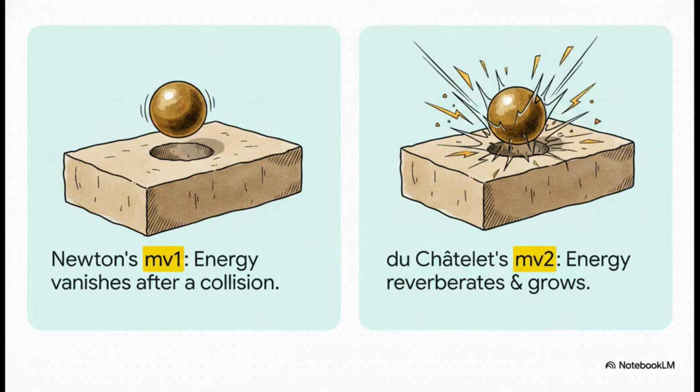But du Châtelet looked at data of brass spheres dropping into clay. If you dropped a sphere twice as fast, it didn't sink twice as deep, it sank 4 times as deep. 3 times as fast, sank 9 times as deep. She proved that energy grows exponentially. It is mass times velocity squared. Energy doesn't vanish, it reverberates and accumulates. Her brilliant work proved that squaring the velocity is how nature actually operates.